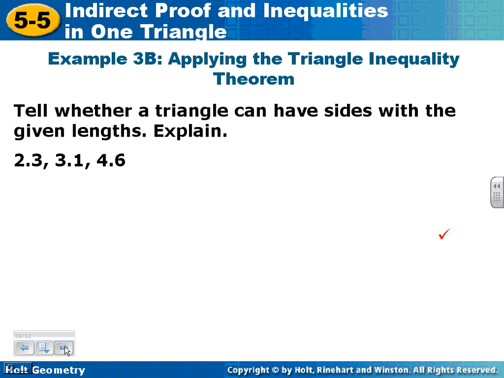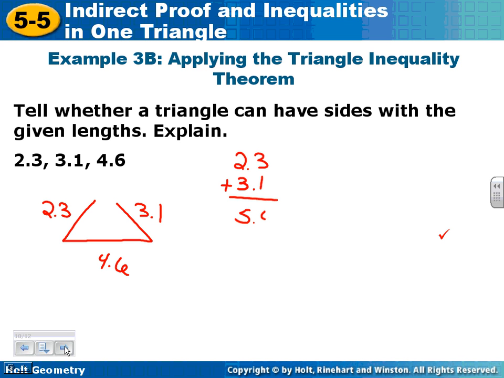Third one. Let's draw my little picture again. The biggest number is 4.6. I like to put that at the bottom. 2.3 and 3.1 are my sides. Well, what is 2.3 plus 3.1? That's 5.4. 5.4 is bigger than 4.6, so I think I have a winner. So this answer would be a yes.